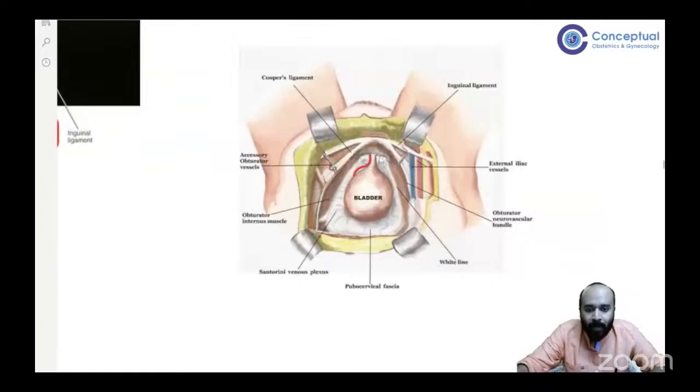this is going to be my bladder. This is my urethra. This is my bladder. At this side is my Cooper's ligament, as you can see. This is my Cooper's ligament. Also over here, this is my pubic symphysis. And this of course is my anterior vaginal wall.